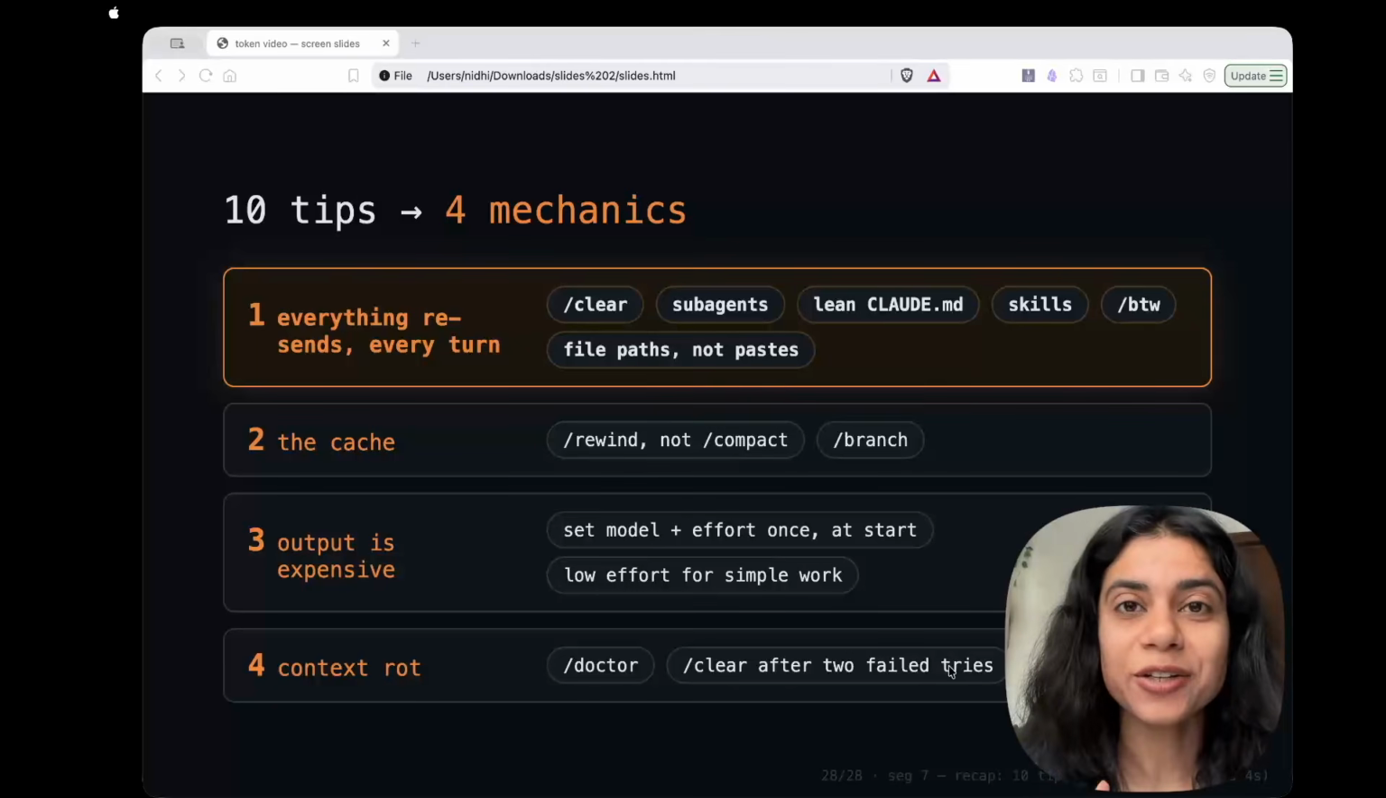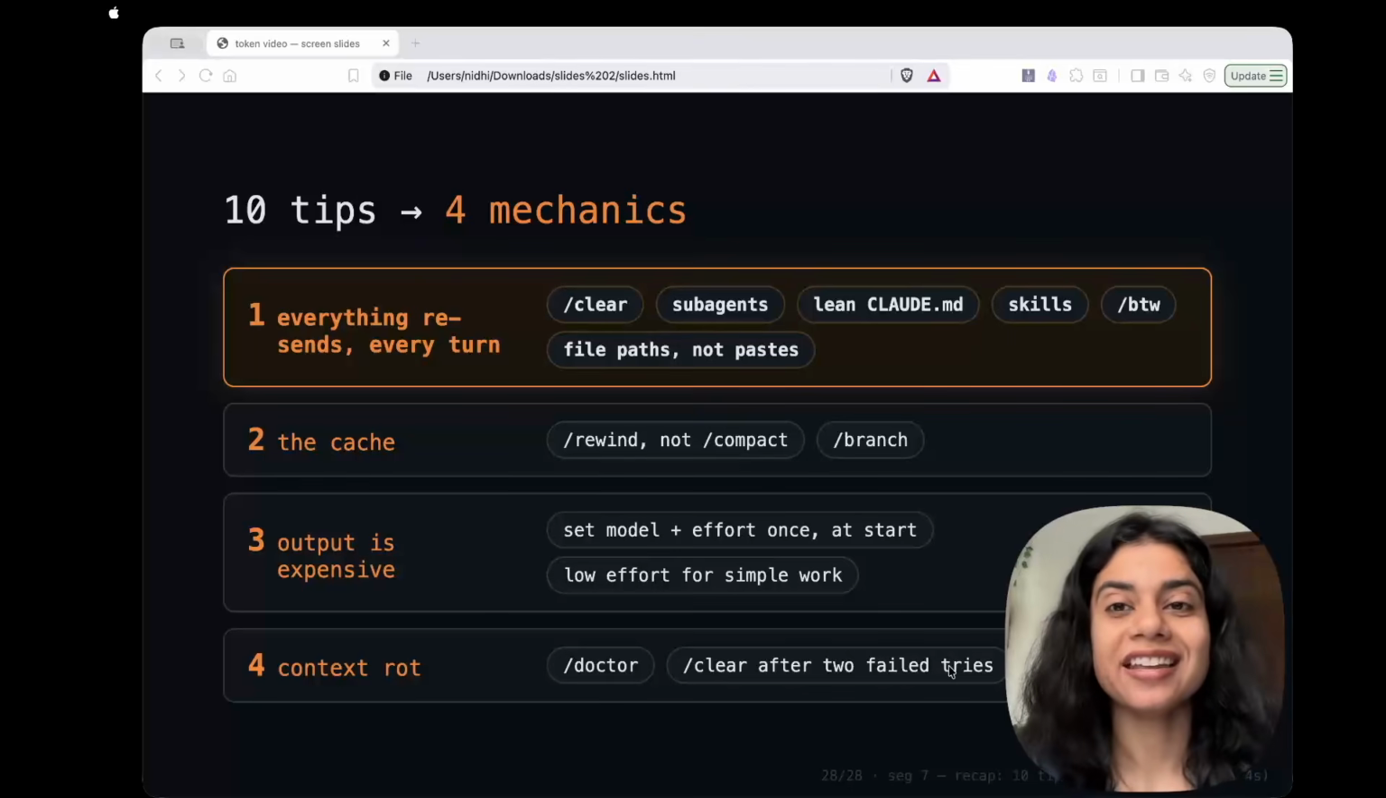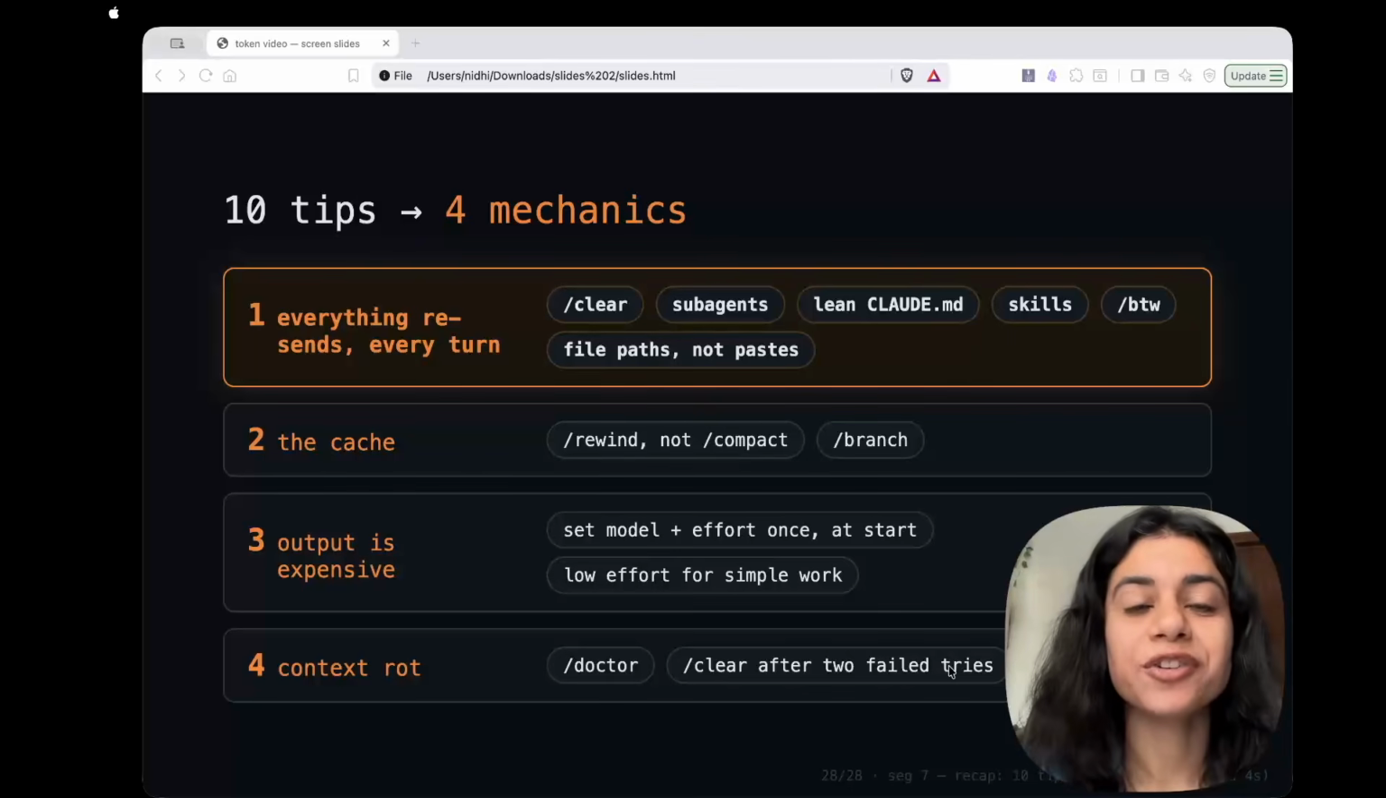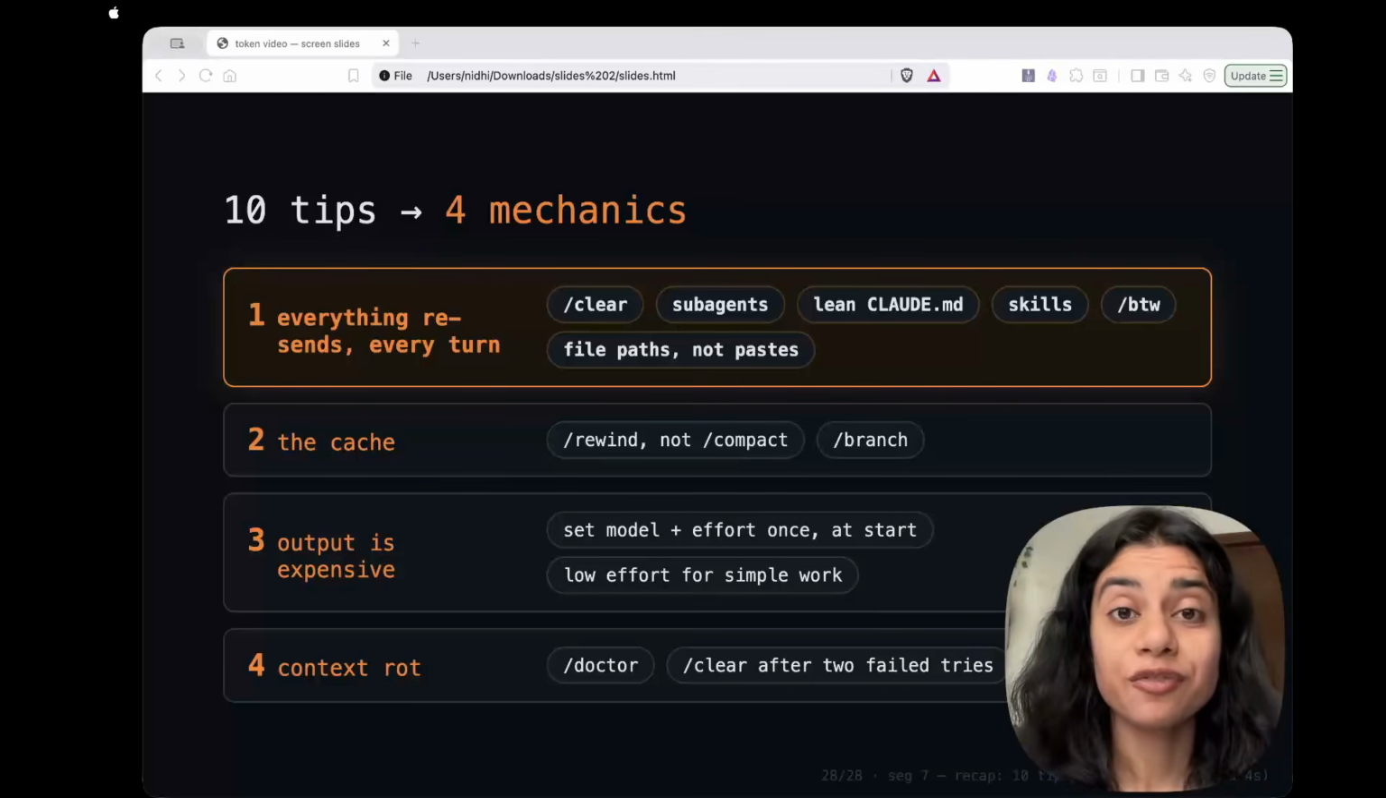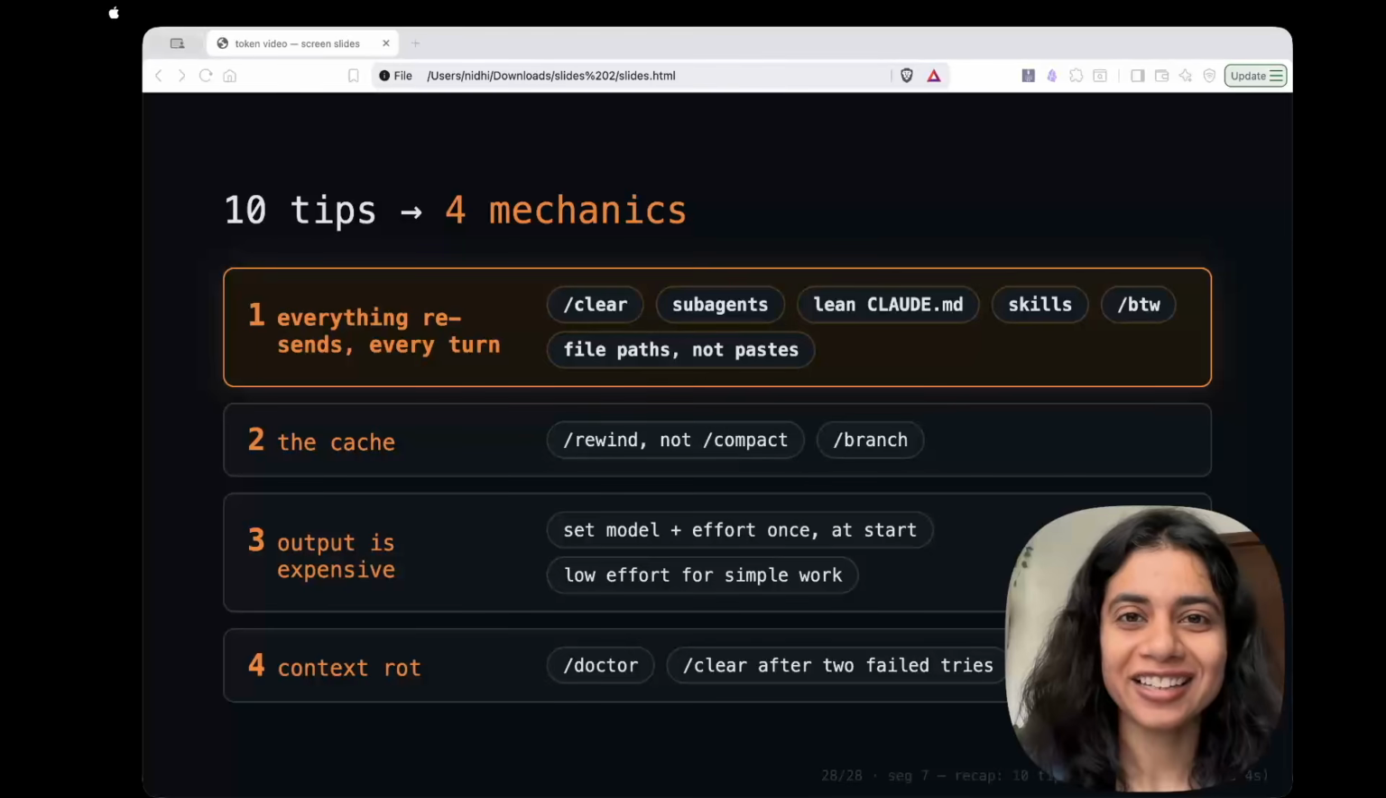Once we start a task, we know it's going to be simple. Start it at low effort and do not change the effort in between because that will break the cache for you. So these are all the 10 token saving tips that you have seen so far. And as you can see, they are bundled into these four mechanics. So you just have to remember these four buckets, and the rest you can derive from it. Feel free to take a screenshot of this for later reference.